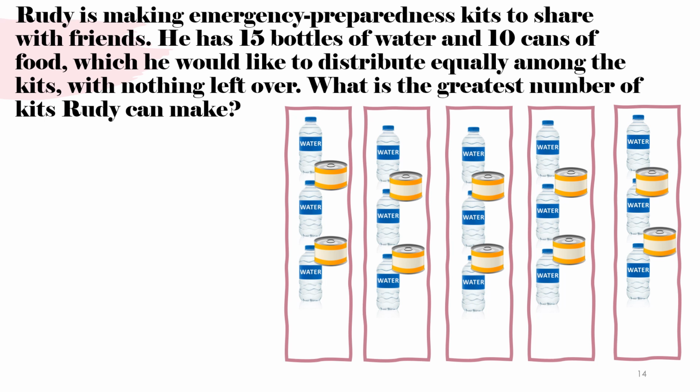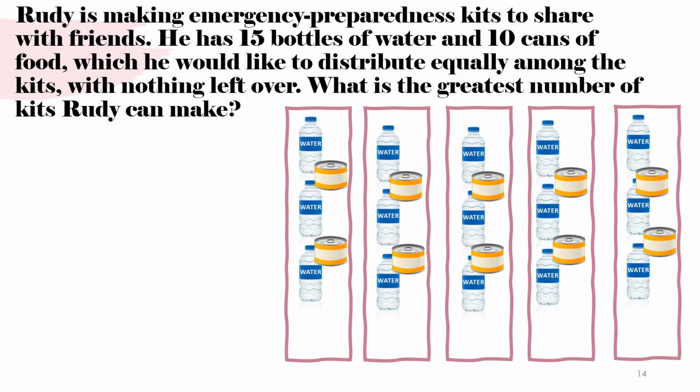Rudy can make 5 emergency preparedness kits where all of the items are distributed equally among the kits and nothing is left over. Now think about what would happen if we tried to make 6 kits. 15 is not divisible by 6 and neither is 10, so that wouldn't work. If we had 7 kits, 15 is not divisible by 7, and 10 is also not divisible by 7, so that's not going to work.